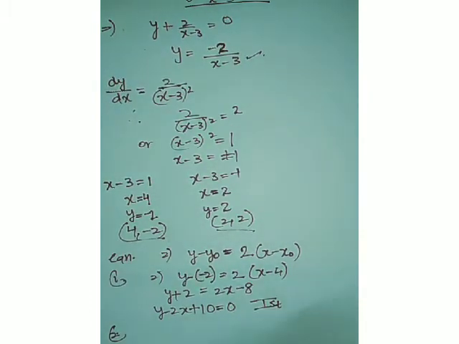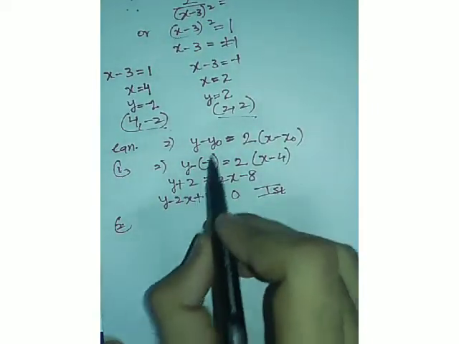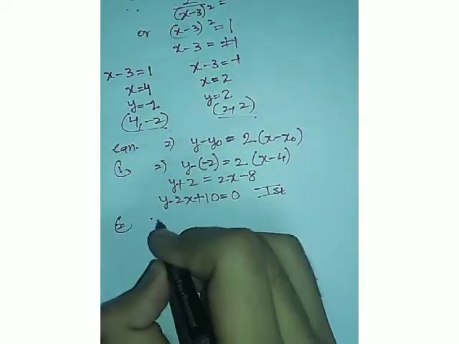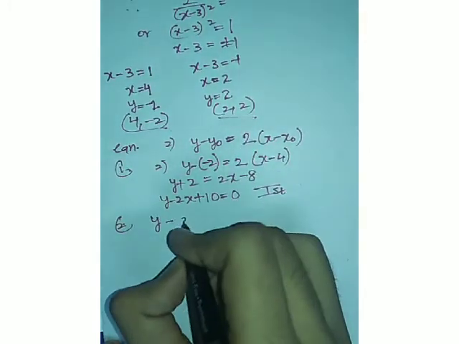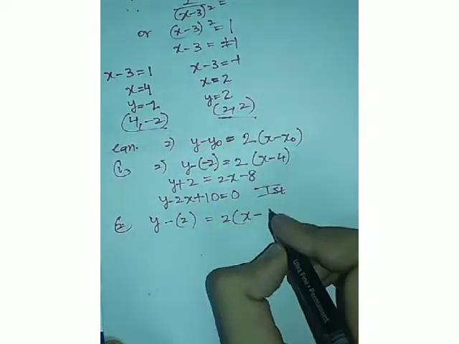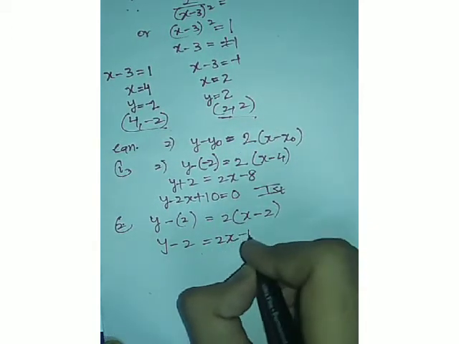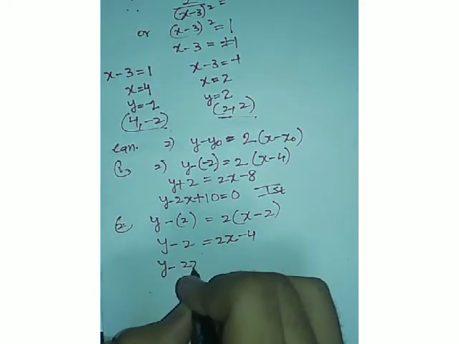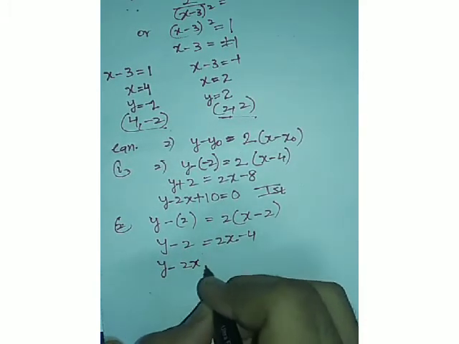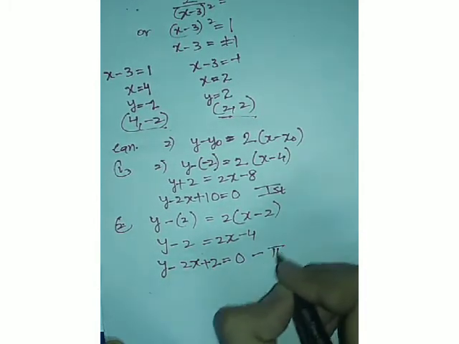Now let's form the second one. Again y minus, now y naught is 2, is equal to 2 times x minus x naught, which is again 2. What will you get? y minus 2 is equal to 2x minus 4. y minus 2x minus 2 plus 4. 4 minus 2, that is 2. y minus 2x plus 2 is our second equation.